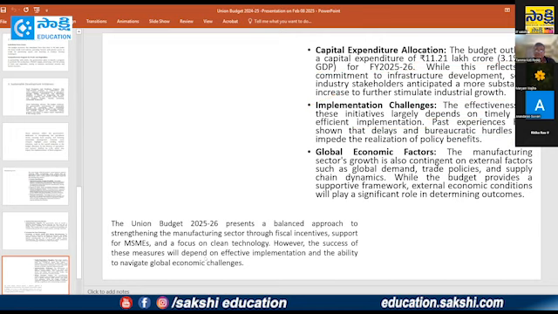Global economic factors, which are closely associated with the factors of the Indian economy. The manufacturing sector's growth is also contingent on external factors such as global demand, trade policies, and supply chain dynamics. While the budget provides a supportive framework, external economic conditions will play a significant role in determining outcomes.